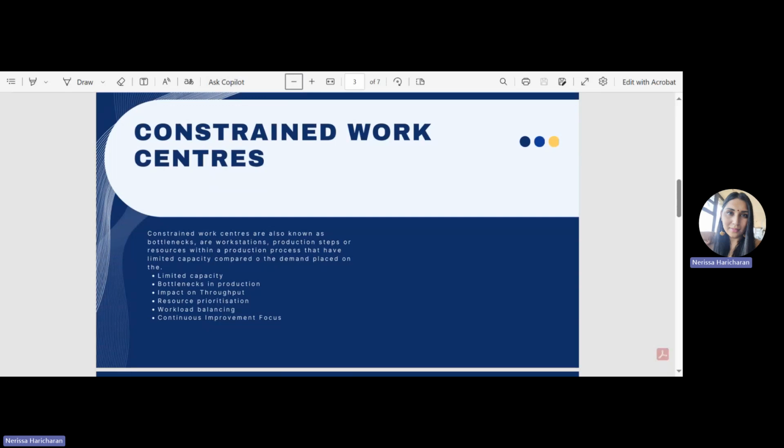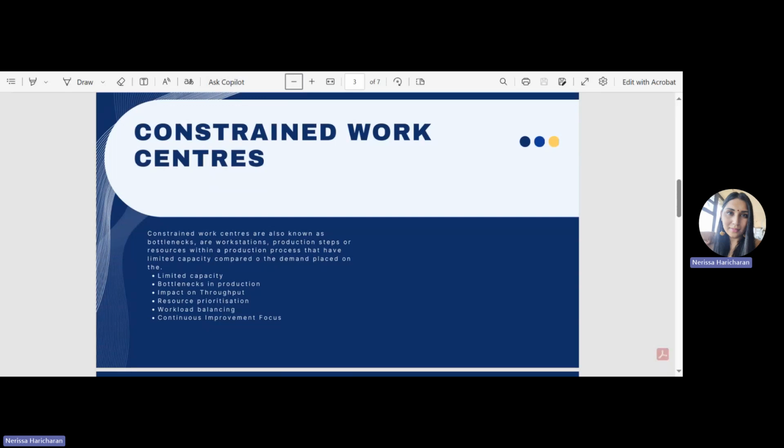Then we want to talk about resource prioritization. Because of the constraints, special attention must be given to scheduling and managing these centers where the bottlenecks are occurring. It means you have to prioritize work, and you have to reduce as much downtime as possible so that you can ensure the bottleneck is always operating at full capacity and you get the most value out of that constrained work center.